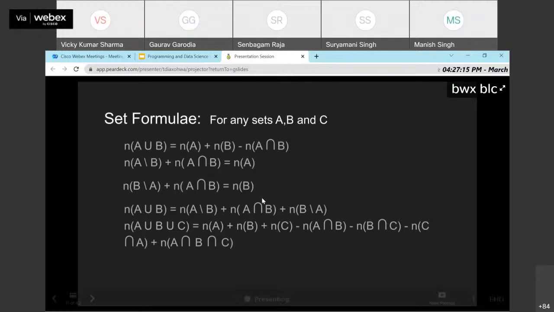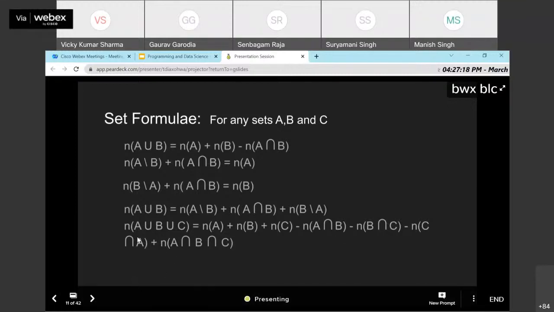So this formula is actually useful for your next question. So that's why I just wanted to highlight it here.